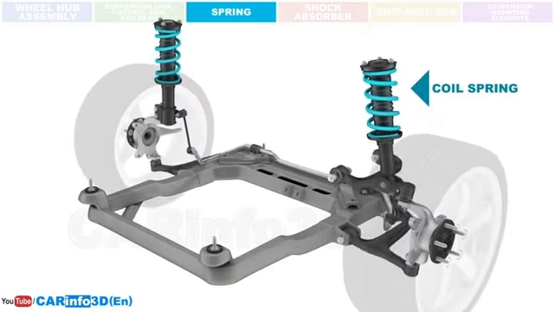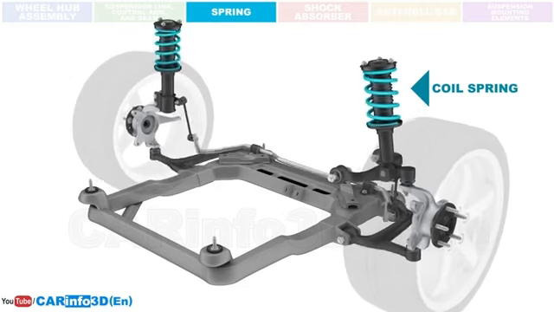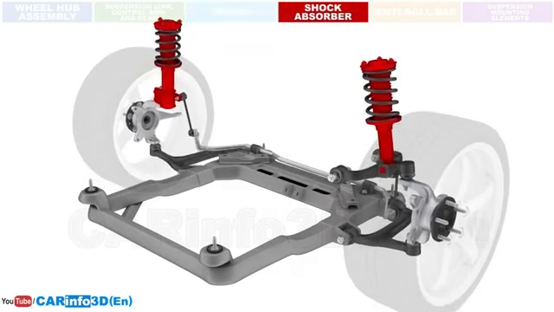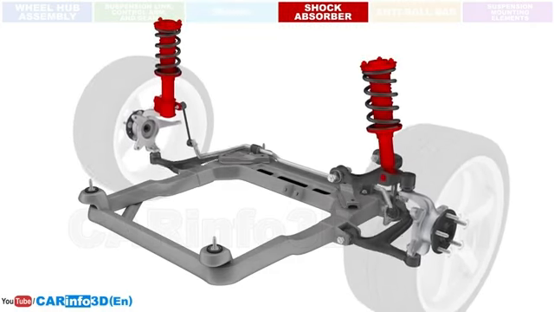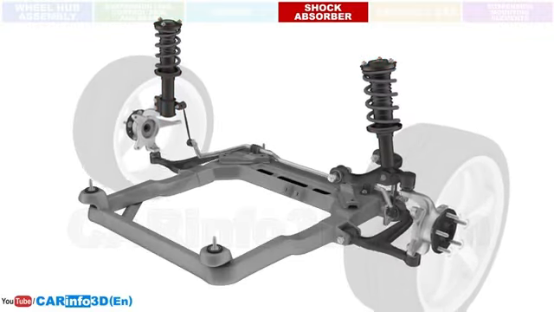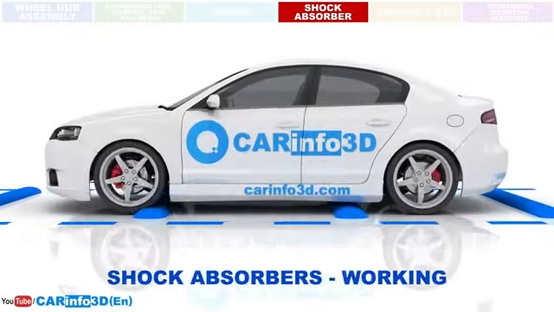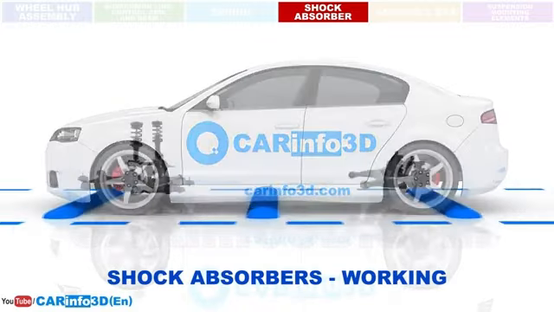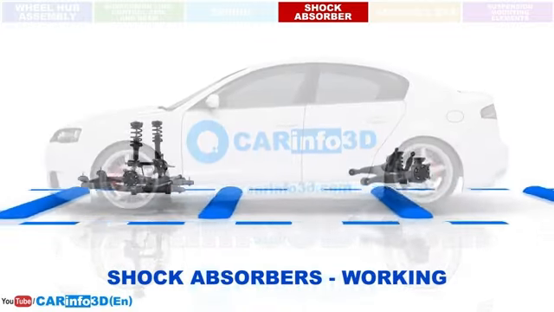Coil springs are the most frequently used springs in automobiles because they provide acceptable driving characteristics and are reasonably priced. Moving on to shock absorbers. Shock absorbers absorb and dampen vibrations and shocks, including spring oscillations that affect the body and the wheels, improving traction and comfort. You can see a suspension system with shock absorbers working to absorb and dampen vibrations.